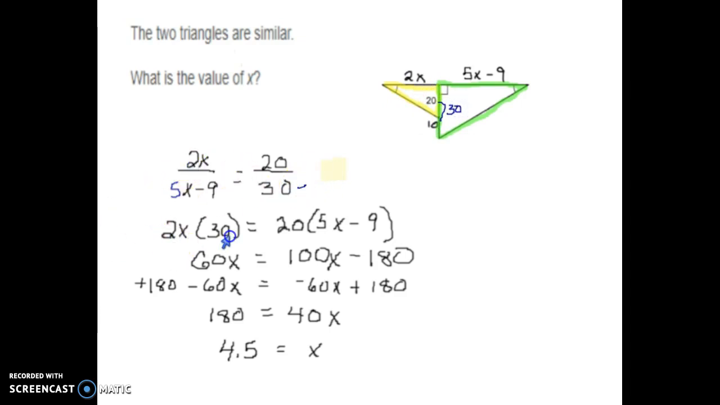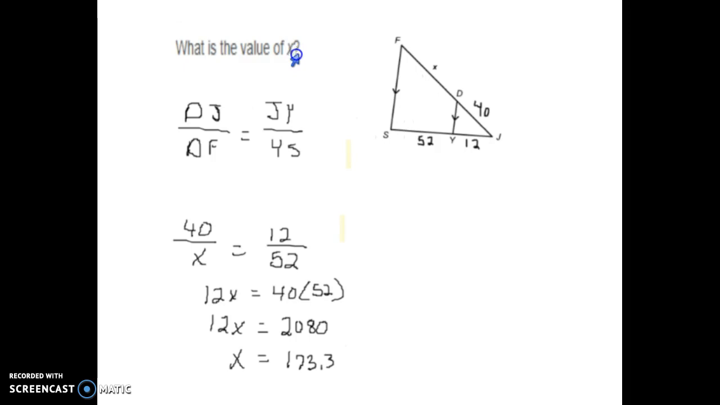Cross multiply. 2x times 30 is 60x. 5x minus 9 times 20. Make sure to distribute the 20. 20 times 5x is 100x. 20 times negative 9 is negative 180. And then we want to get all our variables on one side. So this is the larger variable, so I'd subtract 60x from both sides. Add 180 to both sides. That gives me 40x is equal to 180. Divide by 40, and x is 4.5.